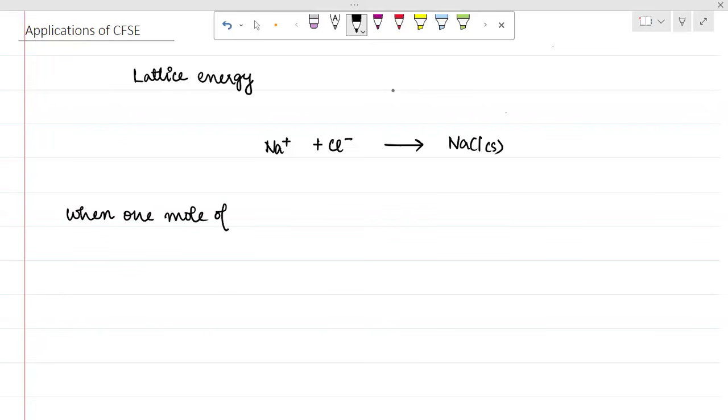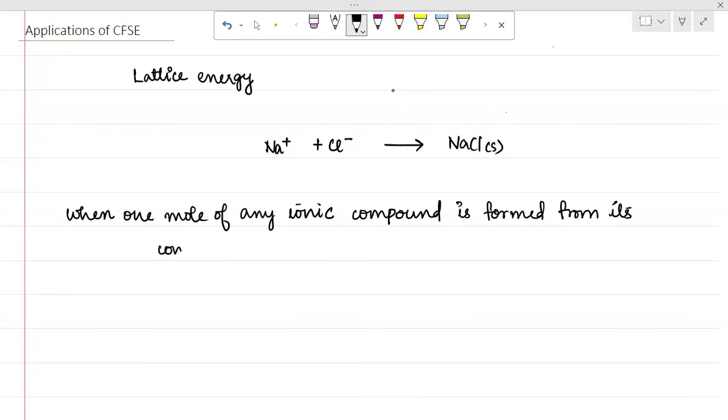First one, lattice energy. Okay, so basically, what do you mean by lattice energy? When any ionic compound, for example, NaCl, is formed from Na plus and Cl minus, they combine to form NaCl. Okay, so the amount of energy released, please note down the heading, when 1 mole of any ionic compound is formed from its constituent gaseous ions.